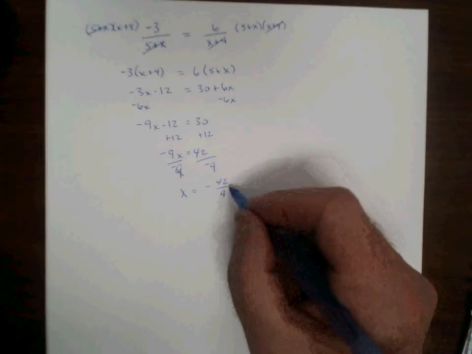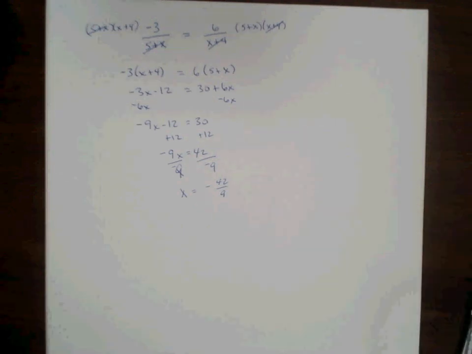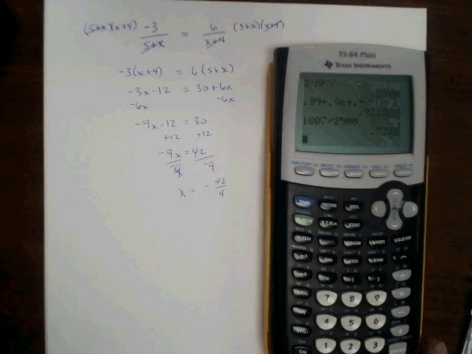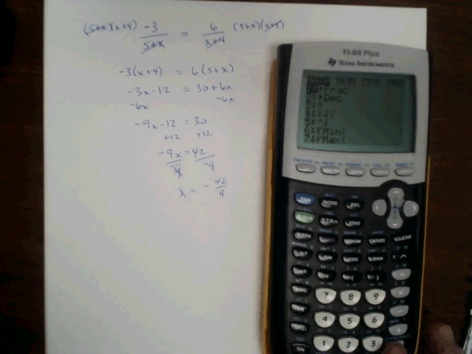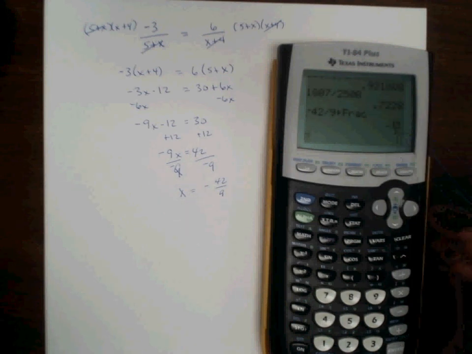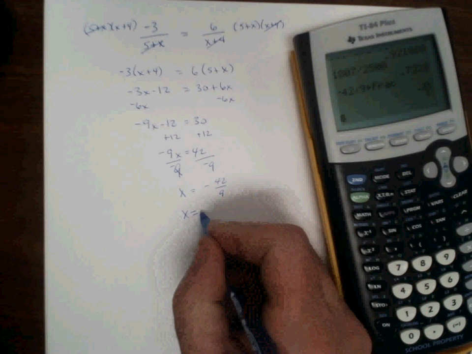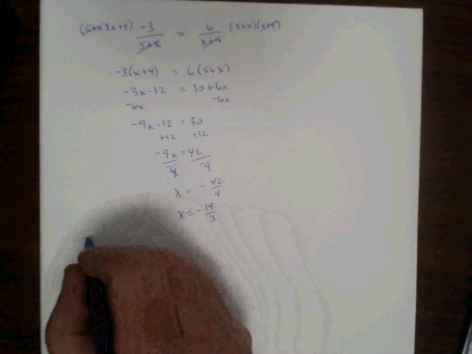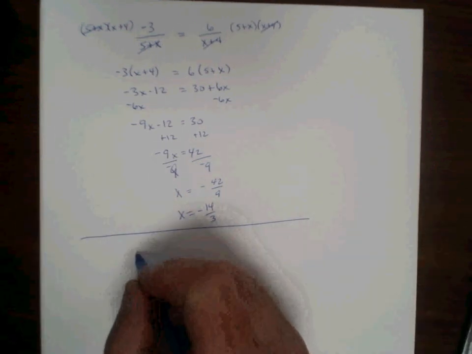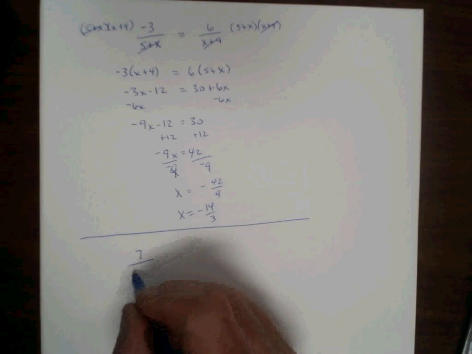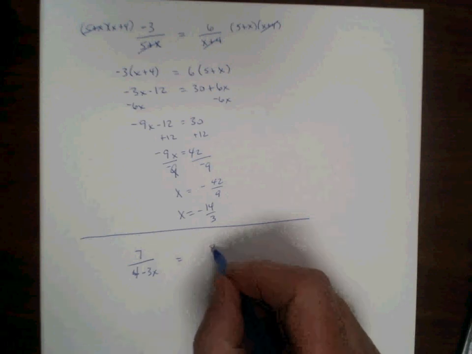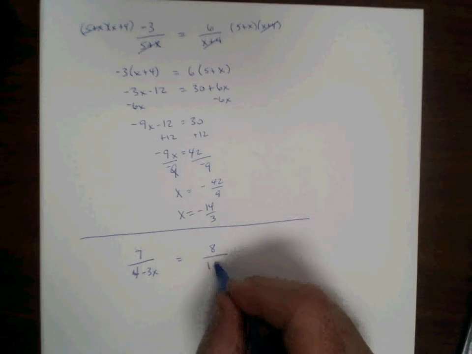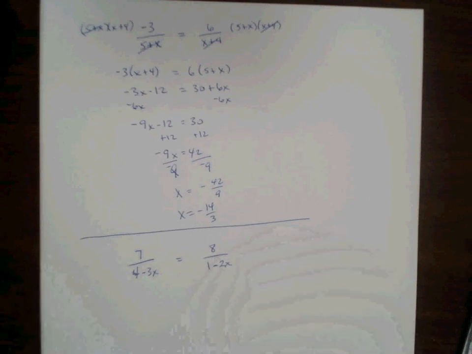Now, 3 divides both 42 and 9. If you type this in your calculator as negative 42 divided by 9, hit math and enter twice, it will convert that to a reduced fraction, which is x equals negative 14 thirds. Let's do one more for an example. Let's do 7 over 4 minus 3x equals 8 over 1 minus 2x.